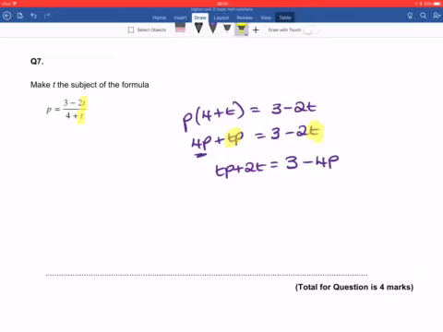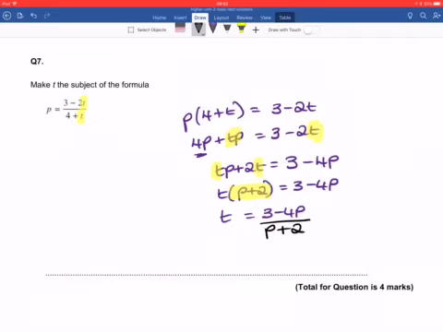Now I only want t, so I'm going to have to take this t out by factorising. So t times p plus 2 equals 3 minus 4p. And I think you can see I'm nearly there because I've got the t on its own. So I want t on its own, so it's 3 minus 4p, and I undo multiplying by p plus 2 by dividing by p plus 2, and then that's my answer.